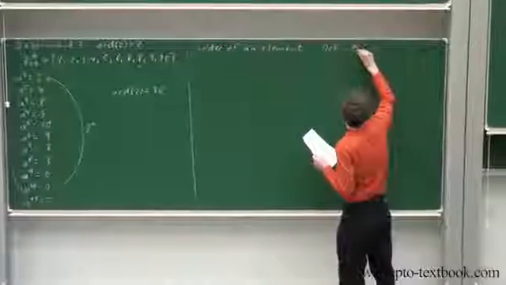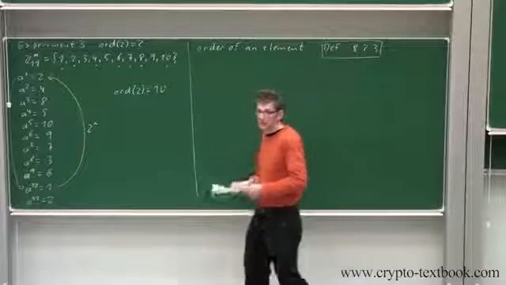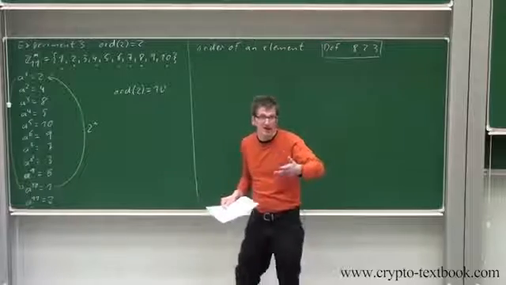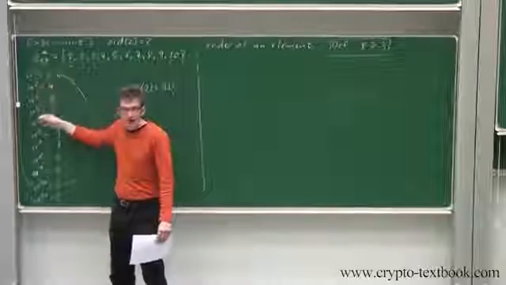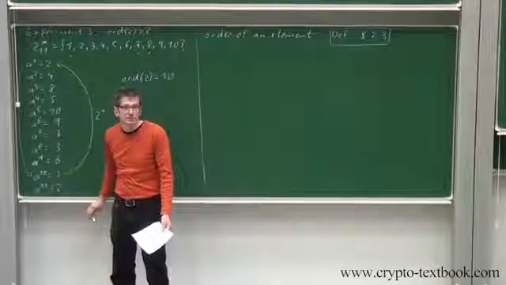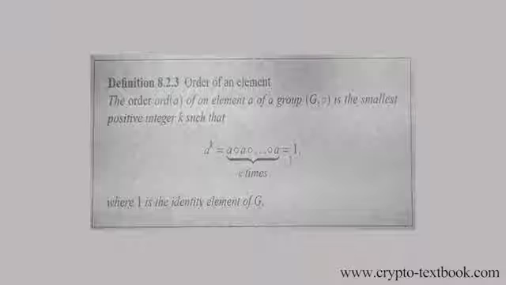Definition 8.23 in our textbook, which is, verbally, what it does: you start with the element, you keep computing all the powers until you hit the 1 for the first time. And this is what you will find in definition 8.23. The order of an element A of a group is the smallest positive integer k such that A times A times A and so on, k times, is equal to 1.